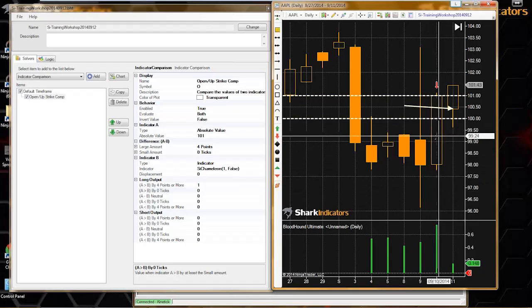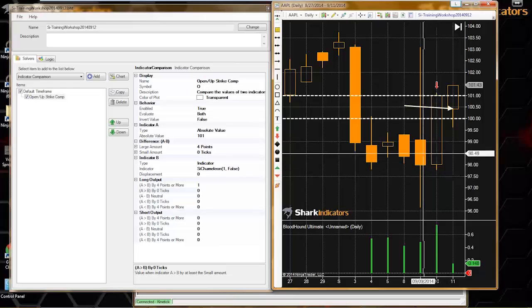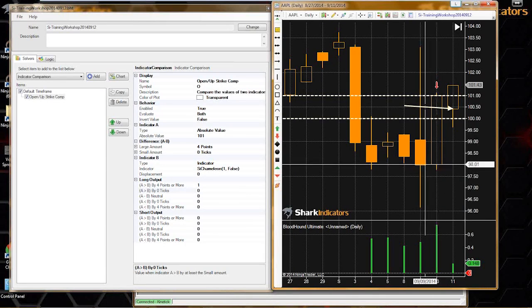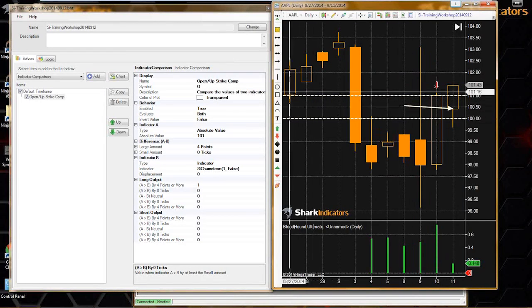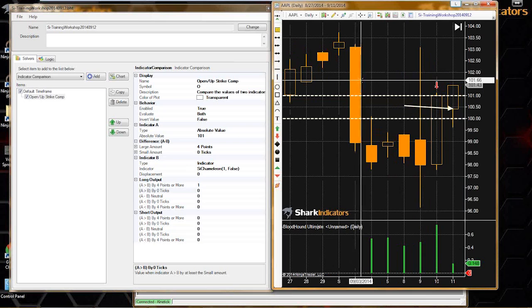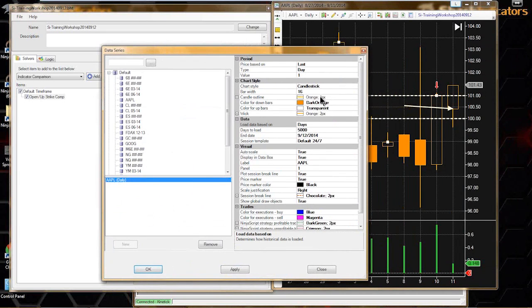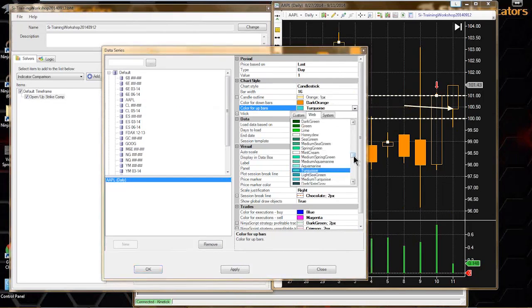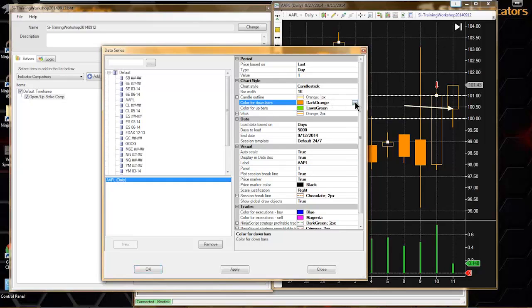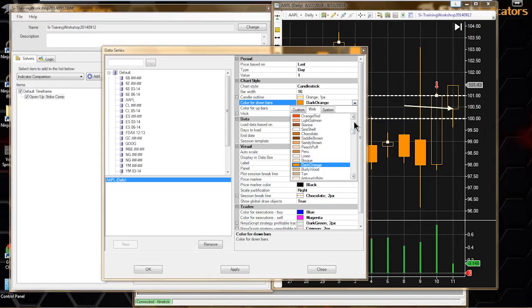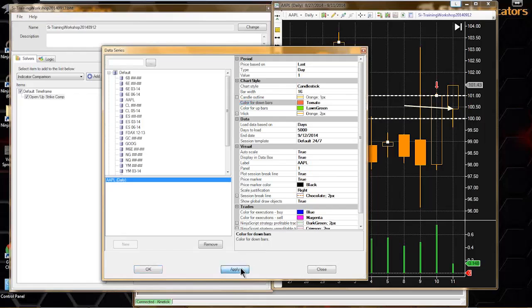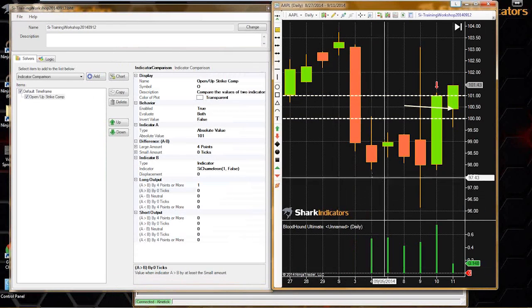Actually, let me see what the opening price is on this. Oh, that's right. The opening price is down here. I'm sorry, I'm getting my opening prices confused. I'm going to change the colors of the bars real quick. Let's make the up bars green so it's obvious what an up bar is, and we'll make the down bars orange or reddish. There we go. Take a look at that.